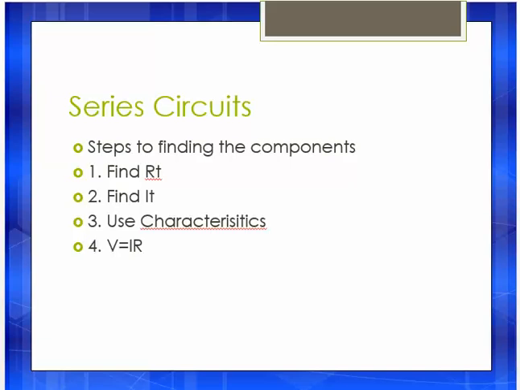Okay, steps to find the components in a series circuit. These are our 4 steps that we're going to repeat over and over and over again. Find the total resistance. Then we're going to find the total current. We're going to use characteristics that we're learning. And then we're going to use our equation V equals I times R.